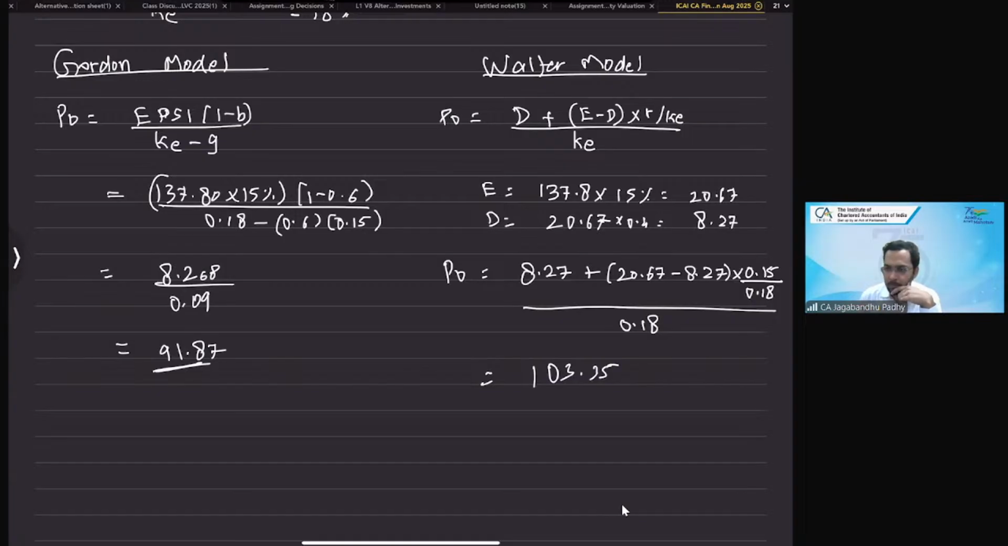Sir, under Gordon's model, K minus G, when you are identifying G, with the retention at 60 percent, we put B into R. Yes, we will be earning 15% on that. Okay, sir. Okay. Fine. So this is done.